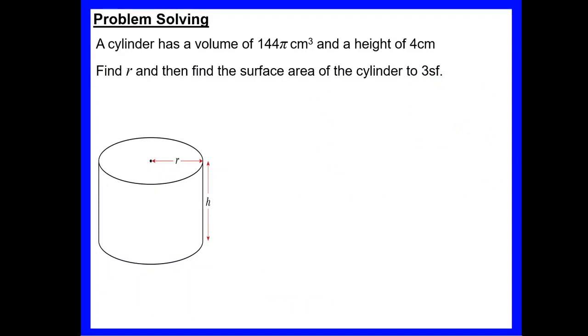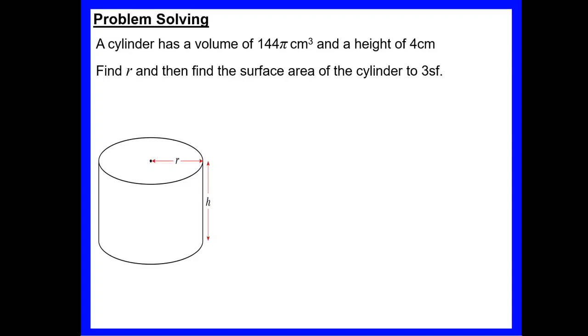Okay, again, a final problem solving question. As before, you can either pause the video and have a go yourself first, or you can wait and work through it with me. This time we've been given a cylinder and it has a volume of 144 pi centimeters cubed. We're told a height of 4 centimeters. We're asked to find the radius and then find the surface area to 3 significant figures.